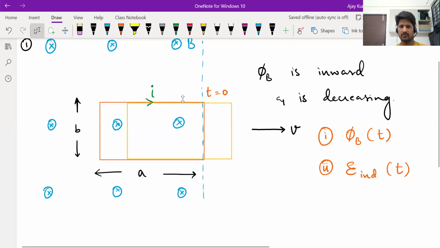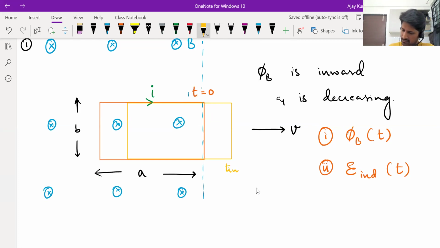So at t equal to 0, the edge of the rectangle was just at the boundary. Then at time t, I'll write it here. It would have moved forward by a distance, speed into time, vt. If it has moved forward by a distance vt, then that length of the rectangle will be outside the magnetic field now. Then one of you quickly tell me what length of the rectangle will be left inside the magnetic field.